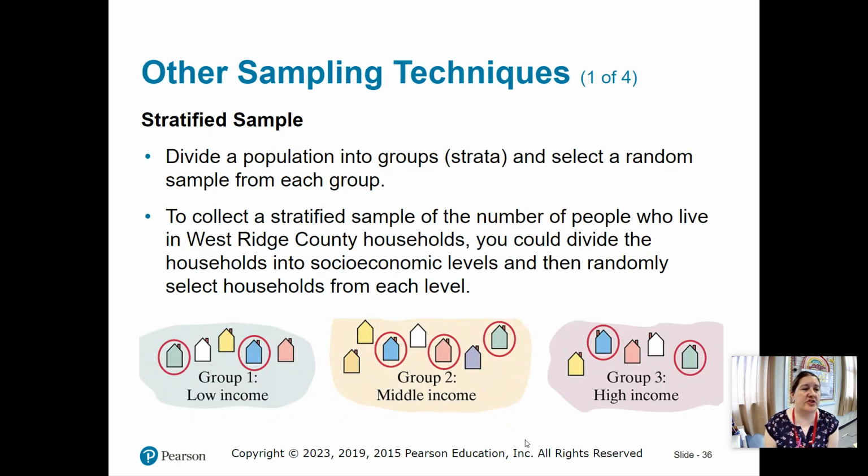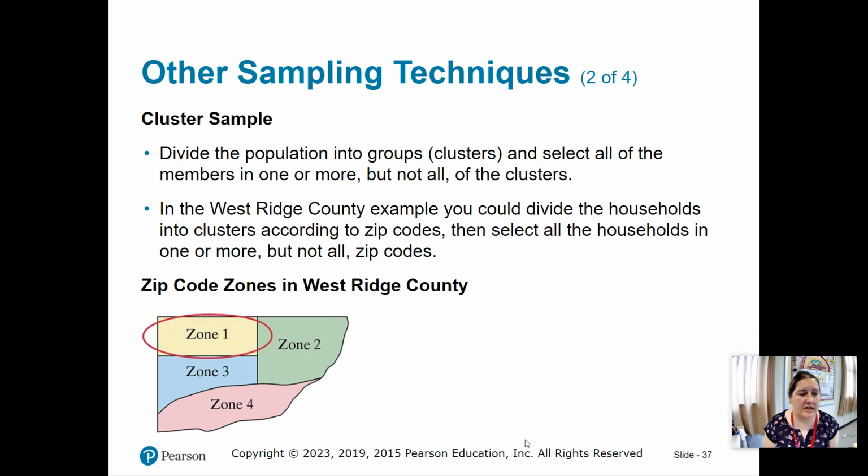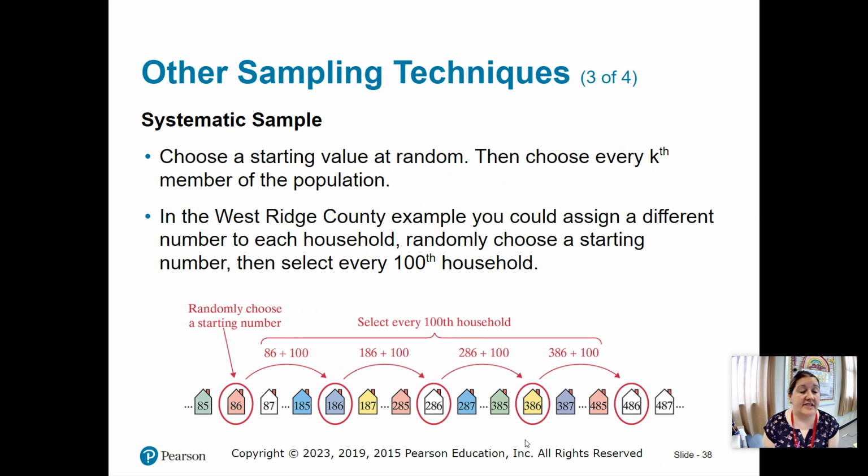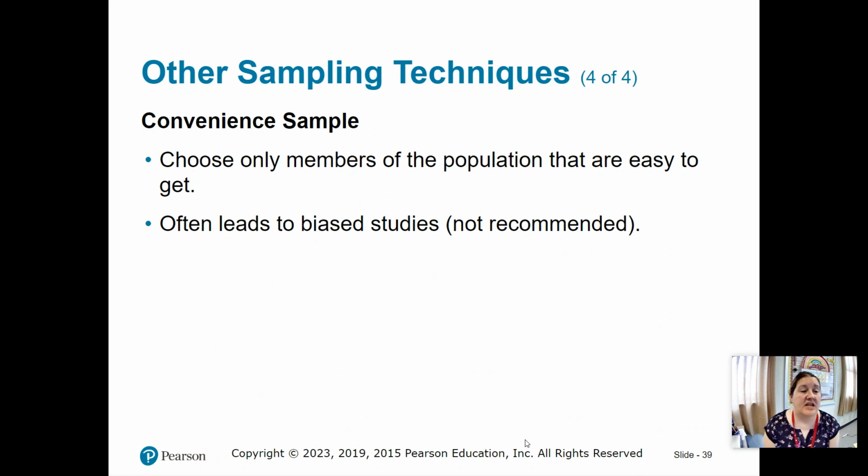Okay, stratified is when you do sort of groups, like blocks, based off of characteristics. You see the example here, dividing it into low income, middle income, high income. Cluster sample is based on location. Zip codes are the greatest example of a cluster. Systematic is if you're picking every third or every 10th, that's systematic. Convenience is exactly what it says, convenience, like the people around you.